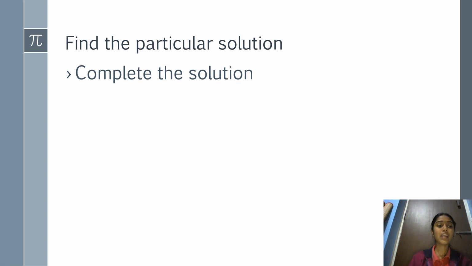Complete the solution and apply initial conditions. If initial conditions are given, use them to determine the constants in the general solution. Then simplify and evaluate constants. Simplify the general solution and evaluate any constants using the initial conditions.